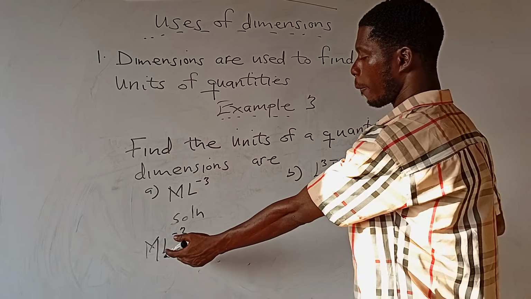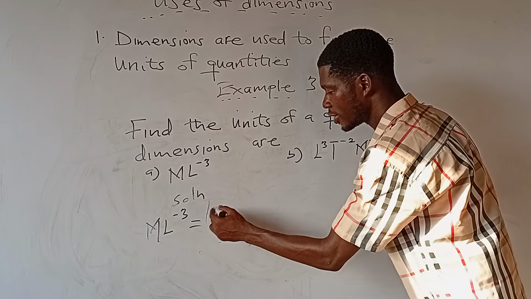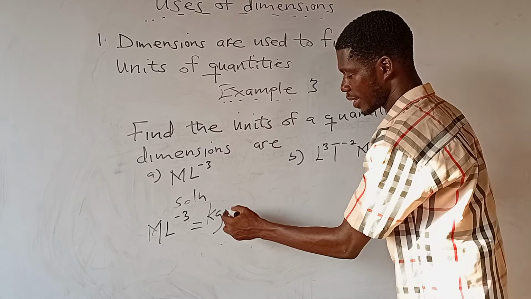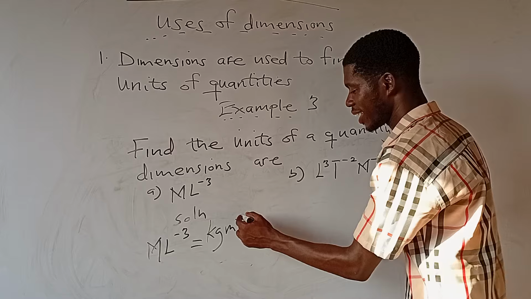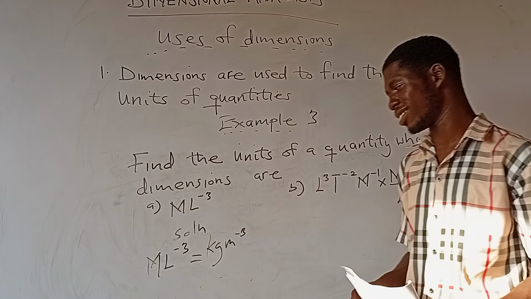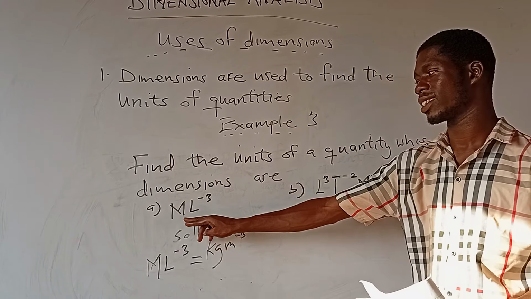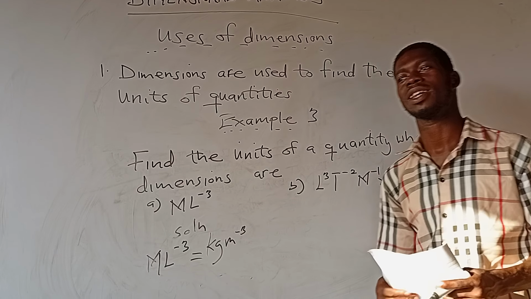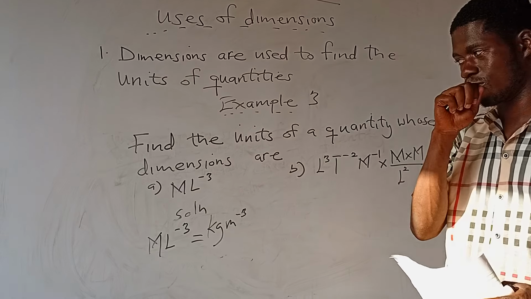Yes, so for mass, the unit is kg, and the unit for length is meters. Now this is to the power negative 3, so it will be negative 3 as well. As simple as that. So these are the units for this physical quantity, found by the use of dimensions.